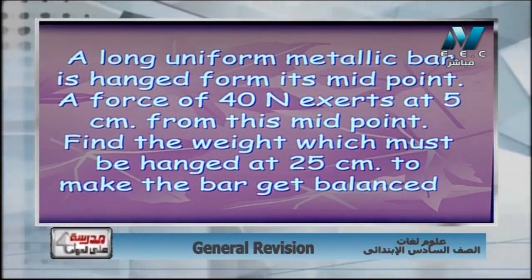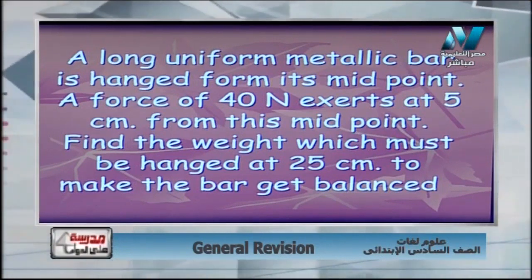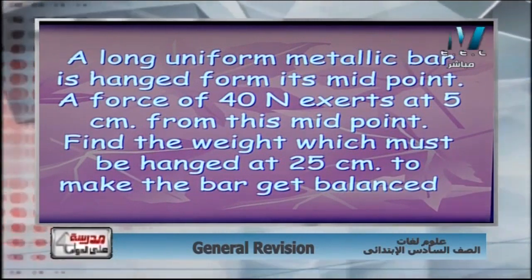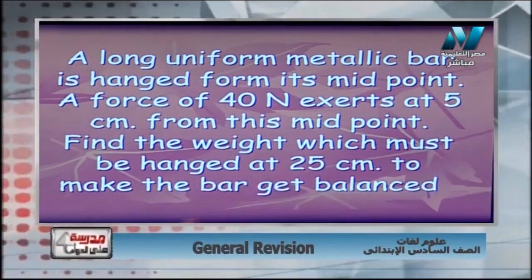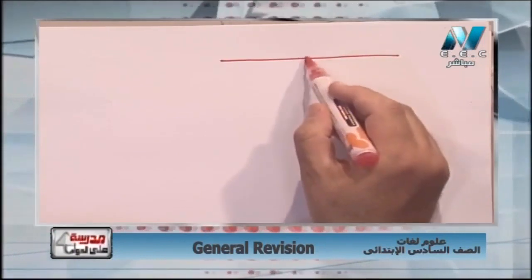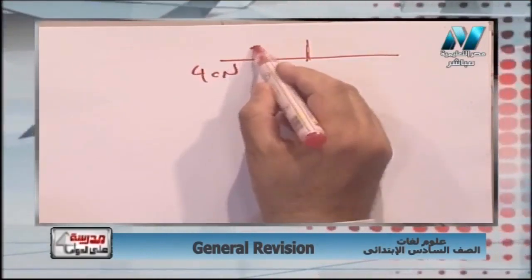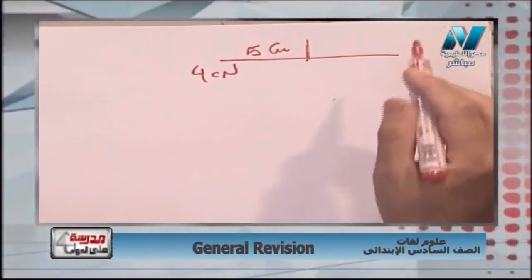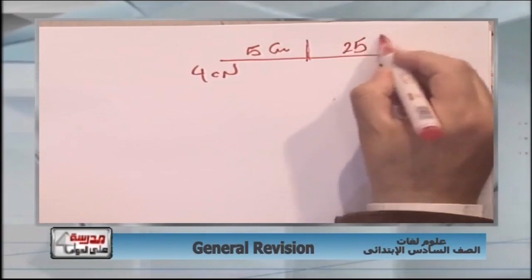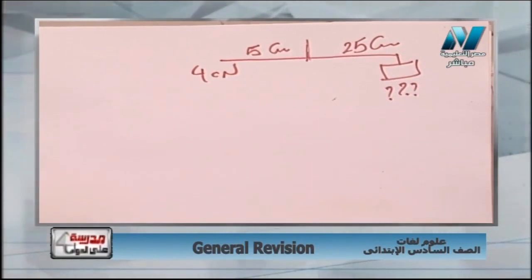So now let's have another problem that says a long uniform metallic bar is hanged from its midpoint. A force of 40 newton exerts at 5 centimeter from its midpoint. Find the weight which must be hanged at 25 centimeter to make the bar get balanced. So now let's imagine this problem. Here I have a uniform metallic bar hanged from its midpoint. There is a weight of 40 newton exerted at 5 centimeter, and on the other side a weight we don't know, question mark, exerts at 25 centimeter.